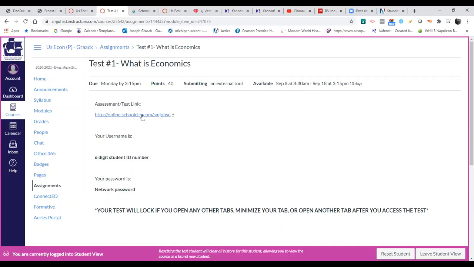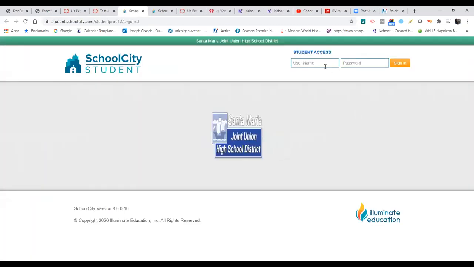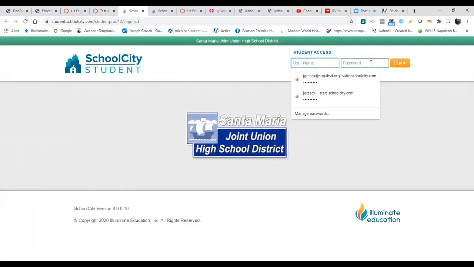Your 6 digits student number goes right there where it says username. Password is your tablet's password or your network password, both the same thing. How many questions are there? 40.